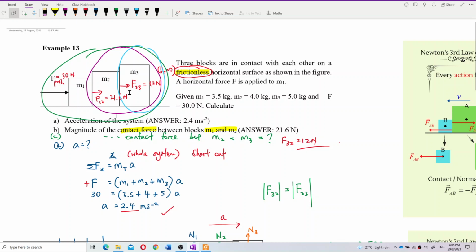But mass 2 is pushing only mass 3. So that's why it decreased further. The pushing force decreased further, becoming 12. Okay? That is how it works. Actually, these two forces, 21.6 and 12, come from the 30 Newton. Or you can say that this 12 Newton is a part of 21.6, and 21.6 is a part of 30. This is a concept of physics, yeah?